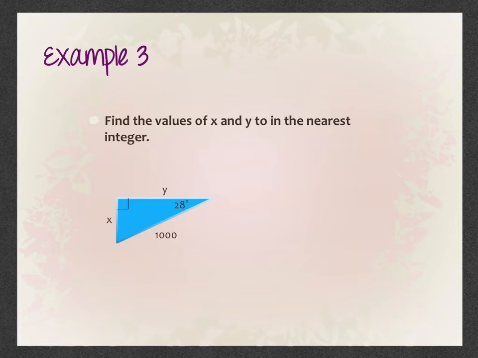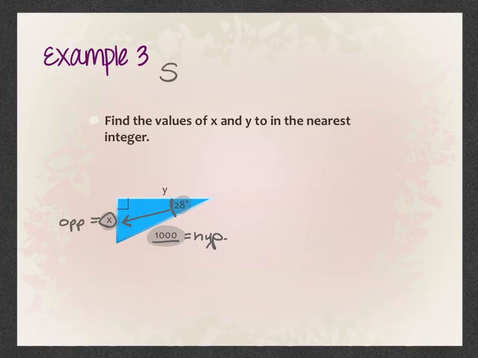Okay, example 3 says, find the values of x and y to the nearest integer. So we are solving this right triangle like we did in the warm-up, except we're going to use different trig functions. I'm always going to start with the angle I'm given, the side I'm given, and then one of the variables. So let's say I want to solve for x. 28 is in this corner. 1,000 is the hypotenuse of this triangle. And if I want to solve x, with respect to 28, x is opposite.